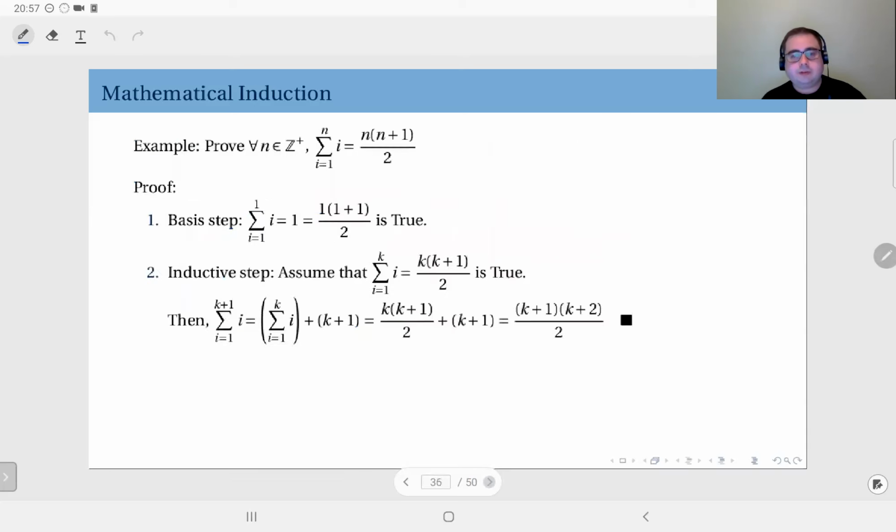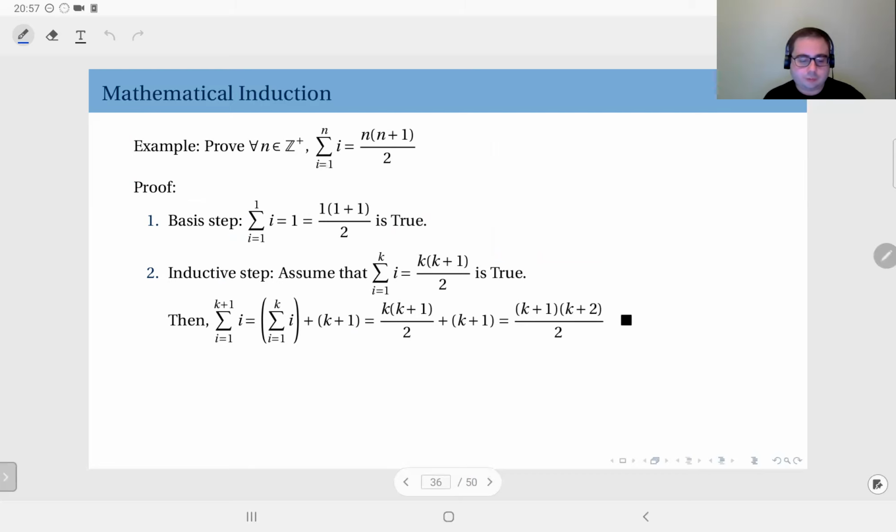Let's see this on a simple, classical example: the sum of integers from 1 up to n. The formula is n times (n+1) divided by 2. How are we going to prove this? Using mathematical induction. Again, remember, there are other methods of proof, so you can use them too, but here our focus in the remainder is going to be on induction.